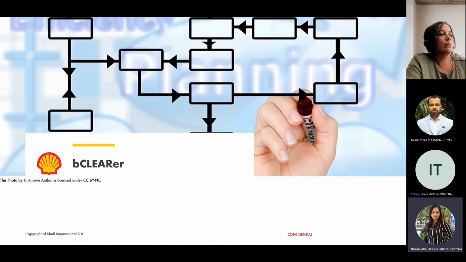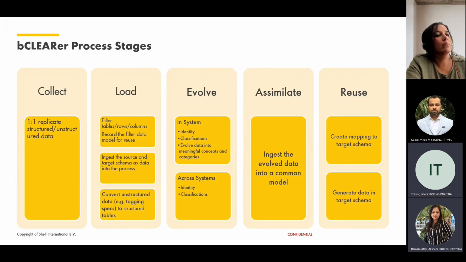Next slide, please. So now we'll go to the B-Clearer process. B-Clearer is a methodology that we are using to implement digital twin. So it has different stages to it. So we have collect, load, evolve, and assimilate and reuse. When we get data, we use this methodology. We ingest the data from the first stage, starting from collect. And when we go to the reuse stage, we have the final product that can be loaded into our destination. For B-Clearer, the destinations that we have are Aveva and Asai, the two UI portals that we already talked about.